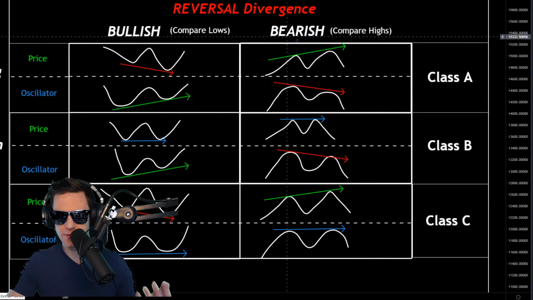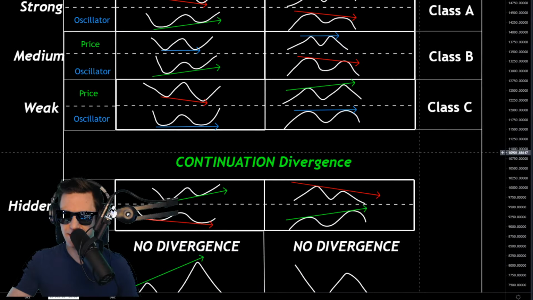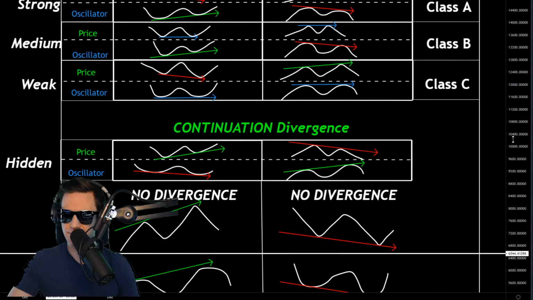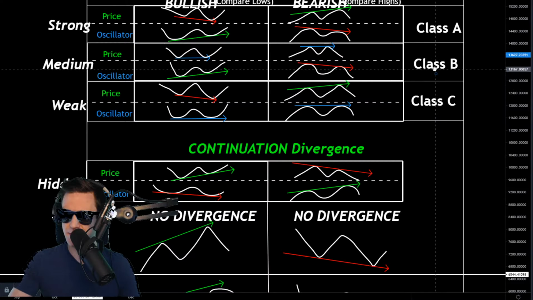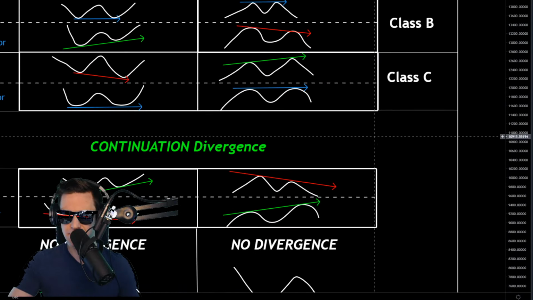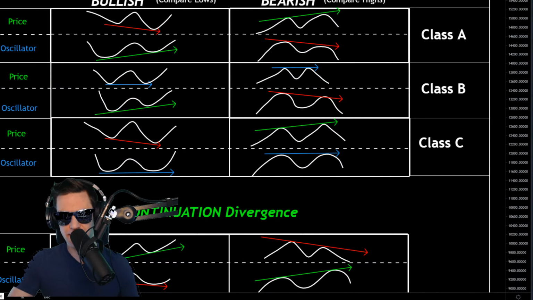I will certainly post a picture of this somewhere sometime soon, so you guys can have it. And I think that's really it. There's not much else to it. That's all of the divergence that I think there is, and it has all the names. That can definitely get confusing.